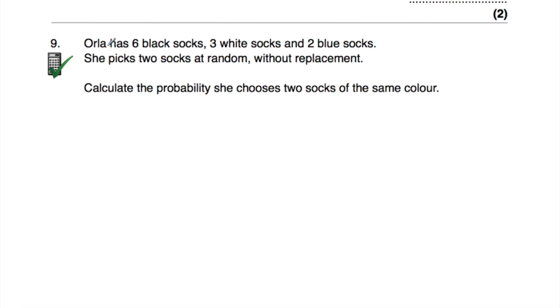Okay, question number 9. Orla's got 6 black socks, 3 white socks and 2 blue socks. And she's going to pick 2 socks at random without replacement. So she's going to take out a sock and then take out another sock, without putting the first sock back in.